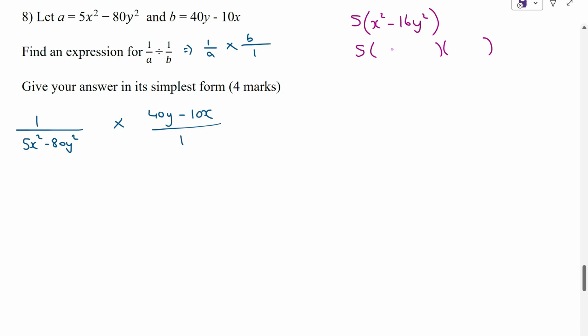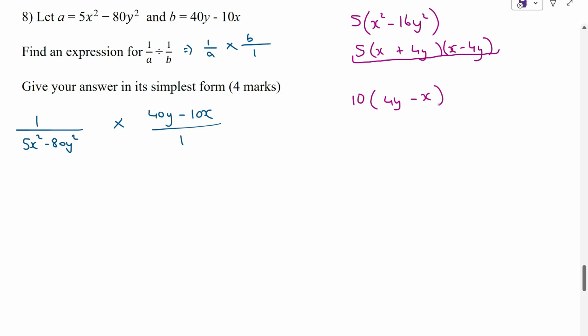And that will give us x here, and if we're square rooting this term, plus and minus 4y, because y is squared too. So if we multiply out, we're left with x squared minus 16y squared. Okay, so this is our denominator factorized. Now let's try the same for this numerator here. Again, we've got a common factor of 10, so let's take that out. That'll give us 10 bracket 4y minus x.